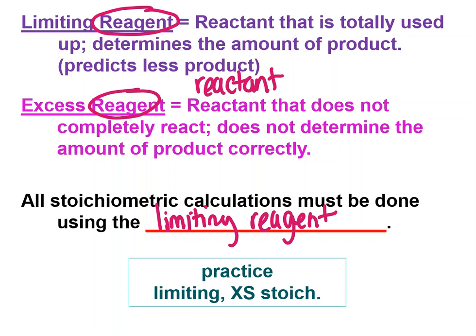Kind of like with our predicting how many sandwiches we could get. We looked at how many tomatoes we had because they ran out.